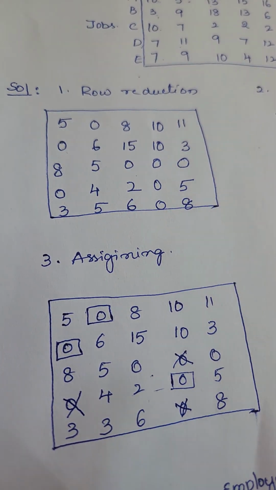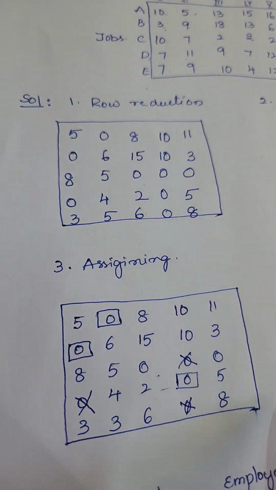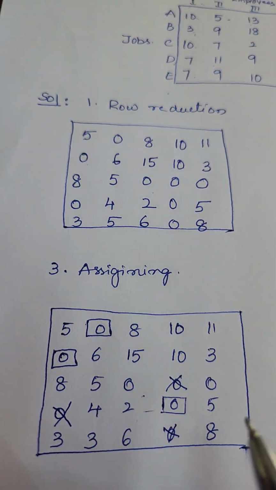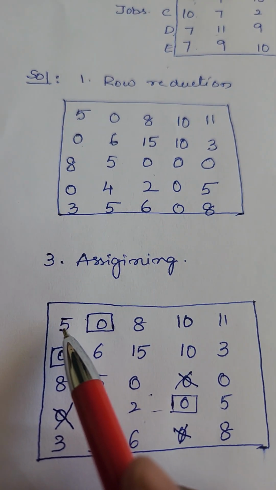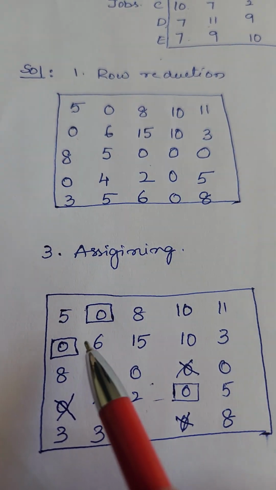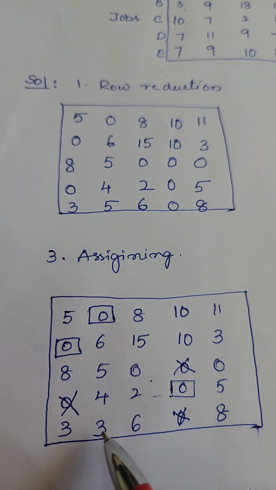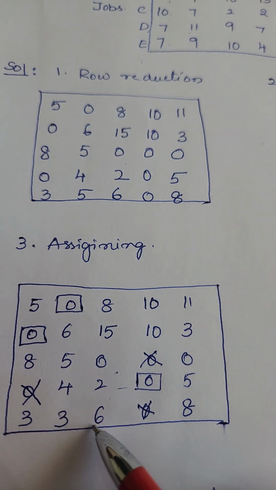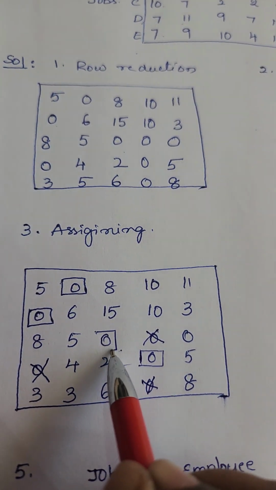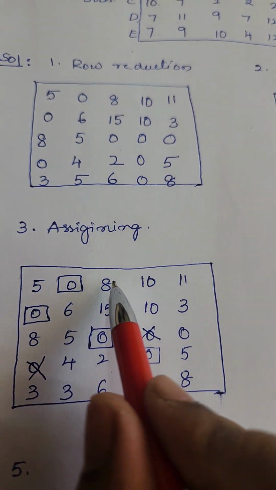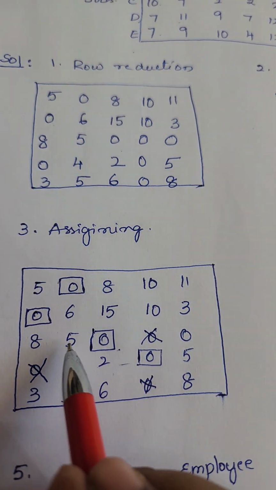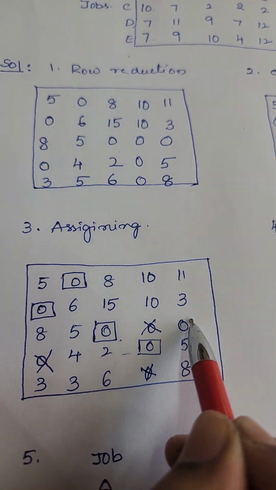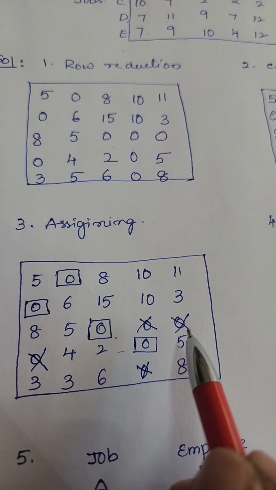In the last row there are no zeros. Now after row assignment, do column assignments. In the first column no zeros, second column no zeros, empty. In the third column we have one single 0, assign that single 0. In column assignment, in the corresponding row there is a 0, strike off that 0.